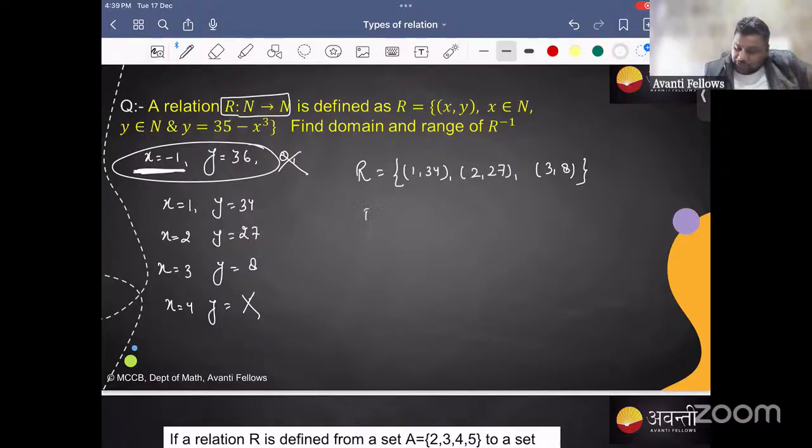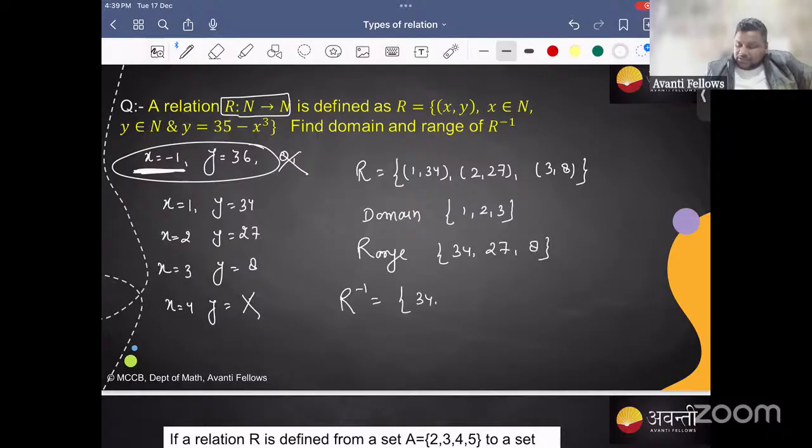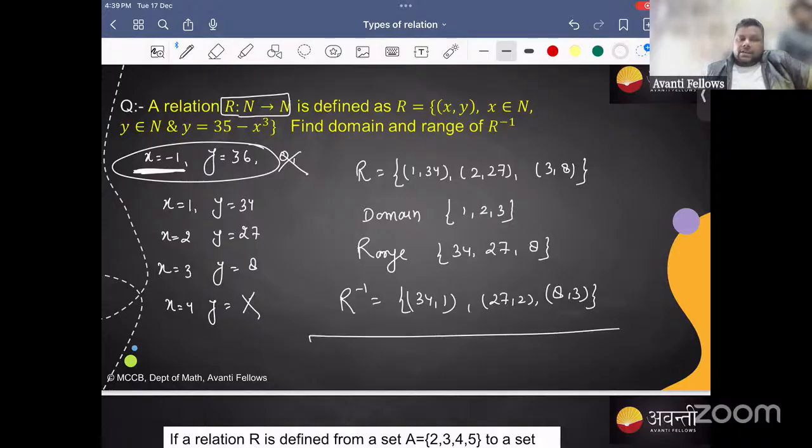So the domain is going to be what? 1, 2, 3. The range is going to be what? 34, 27 and 8. And similarly, you can define R inverse as (34, 1), (27, 2), (8, 3). Got it? So this is the inverse of the relation.